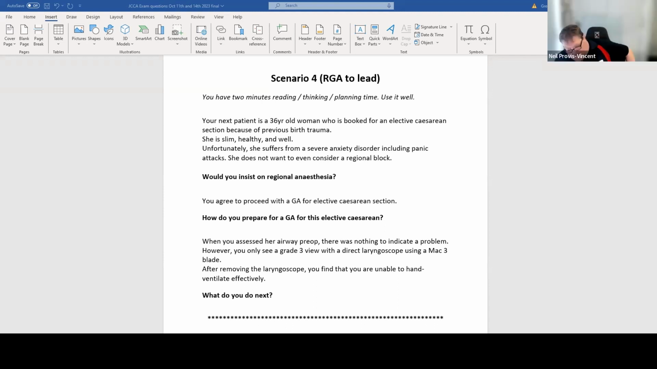Okay. And then you go back to bagging and using the hand ventilator, and you find it's very difficult to ventilate her effectively. I've had one attempt at intubation unsuccessfully with a direct, and now I can't hand ventilate. So we're in a potential can't intubate, can't oxygenate situation. I would be declaring this crisis and calling for help, getting a cognitive aid and getting the difficult airway trolley.